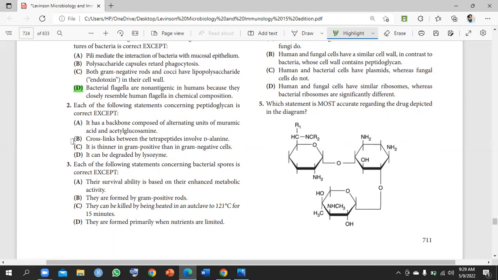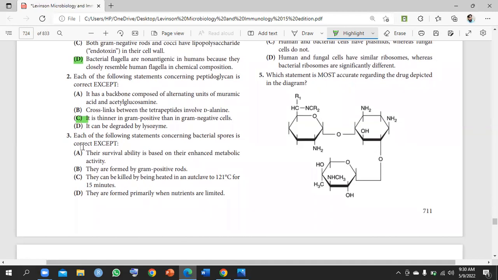It is thinner in gram negative than in gram positive cell. So now this is our answer. It means that the peptidoglycan layer is thicker in gram positive and thinner in gram negative. So they just rotate the question. Okay. So this is our answer. Now it can be degraded by lysozymes. So yes, peptidoglycan layer can be degraded by lysozyme.